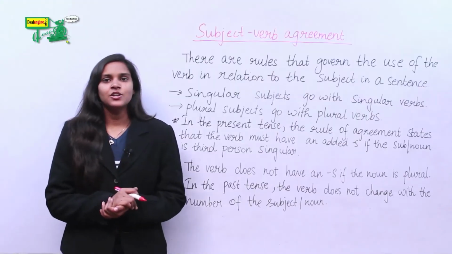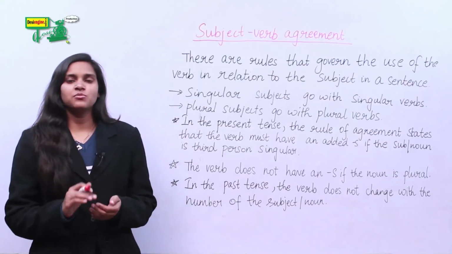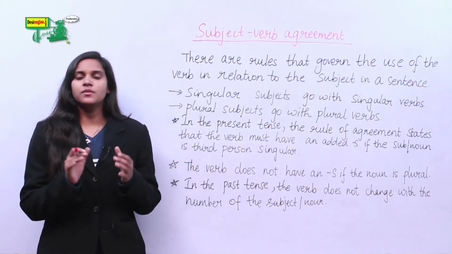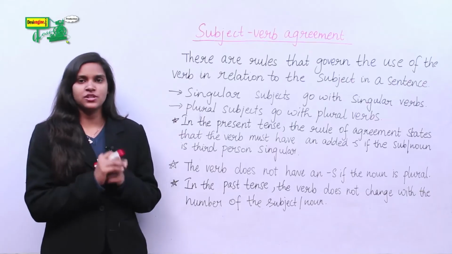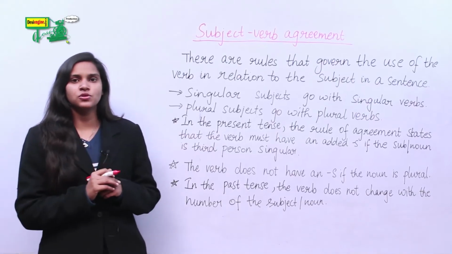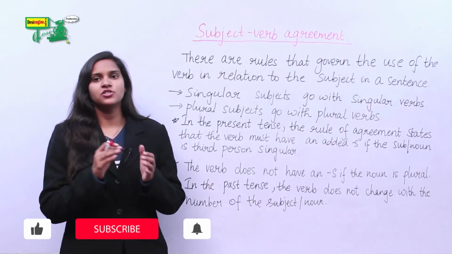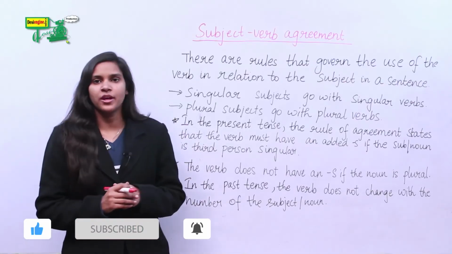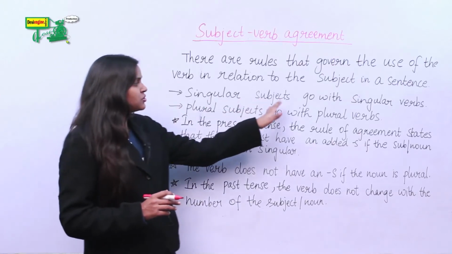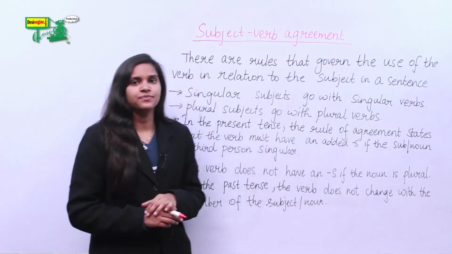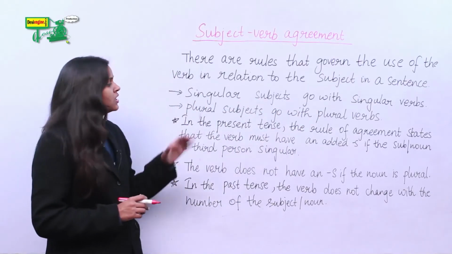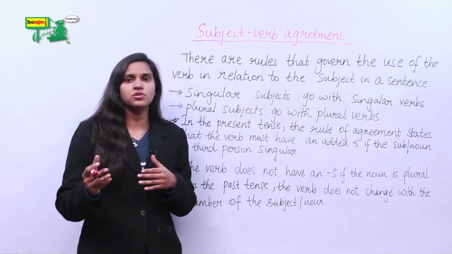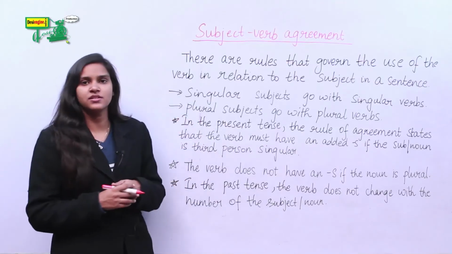Hello friends, today we are going to learn about subject-verb agreement. In English grammar, the verb changes its form according to the subject. There are certain rules that you should remember while changing the verb according to the subject. The foremost among them is that singular subjects go with singular verbs. The next one is plural subjects go with plural verbs. That is, plural verbs always take up plural subjects.